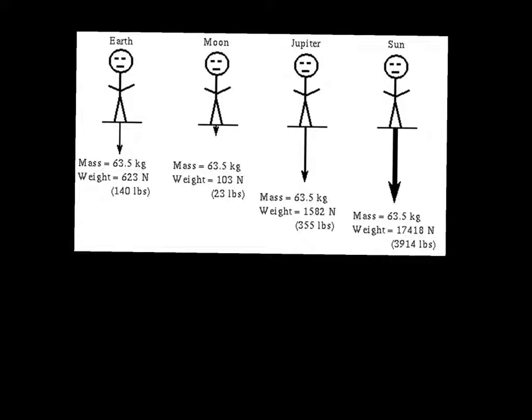So we have the Earth, and notice this little stick person always has a mass of 63.5 kilograms, but has a different weight. For example, on the Earth, we get a weight of 140 newtons, a weight of 103 newtons, or in America we call it 23 pounds. In Jupiter, it's 1,582 newtons. In America, we would call that 355 pounds. And then on the Sun, the largest object in our solar system, the weight is massive at 17,418 newtons, or 3,914 pounds. So, you weigh 140 pounds on Earth, go to the Sun, you weigh a lot more.